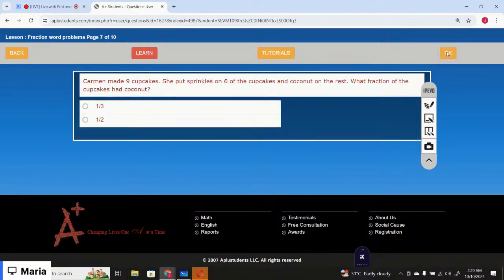That's 1 out of 4, right? Carmen made 9 cupcakes. She put sprinkles on 6 of the cupcakes and coconut on the rest. What fraction of the cupcakes had coconut?